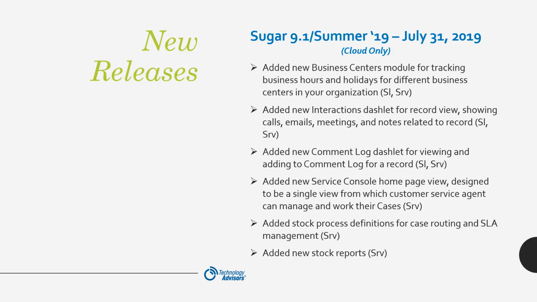There's a new home page for the service product where users should be able to do all of their work from one screen. So that's really nice for those users. And then they've added some sample or stock process definitions for case routing and service level agreement management that, if they don't work exactly for you, you can always copy and modify for your needs, as well as some new out-of-the-box reports. Again, you can use or copy for your needs.